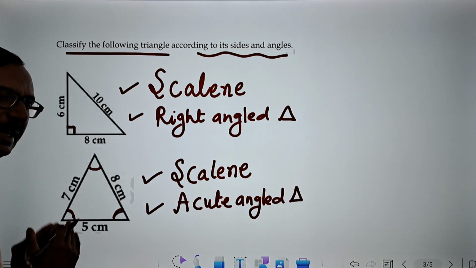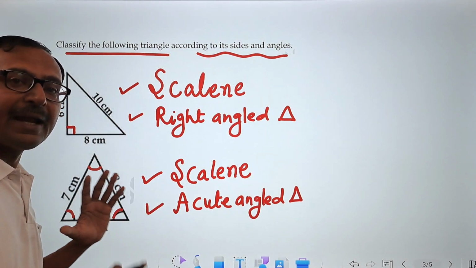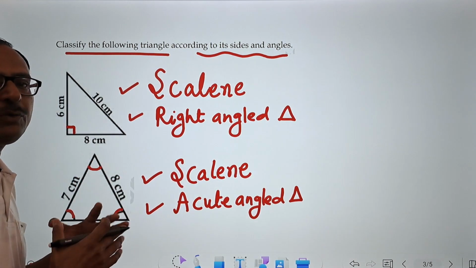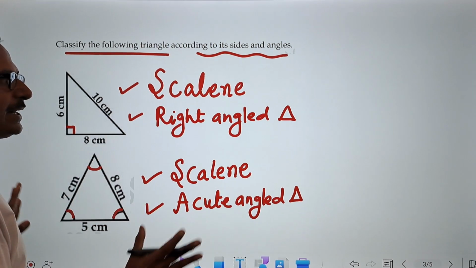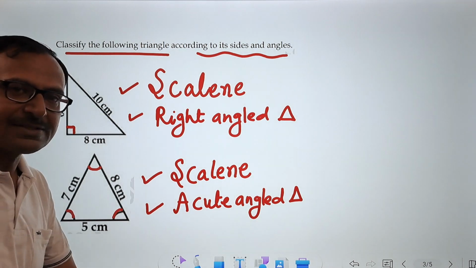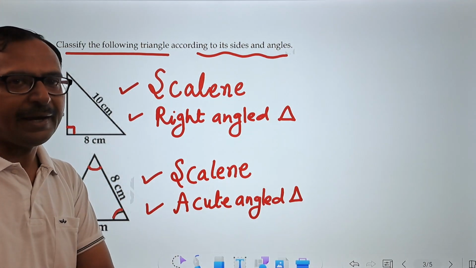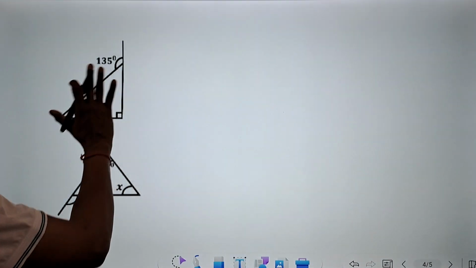Had two sides been equal, then based on the sides you would have called it an isosceles triangle. And had all the three sides been equal, then you would have called it an equilateral triangle. So you must know the categorization of the triangles based on the sides, the length of the sides and the measure of the angles. Let's see another question based on the exterior angle property.